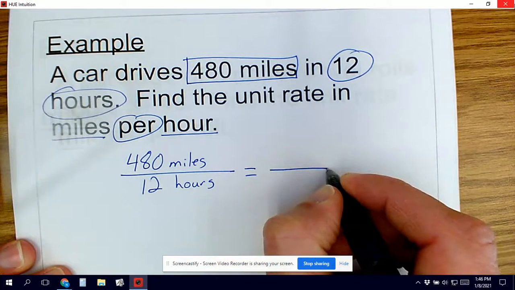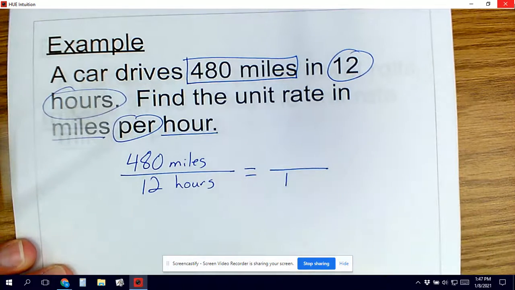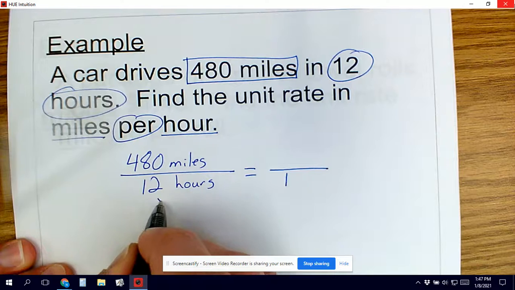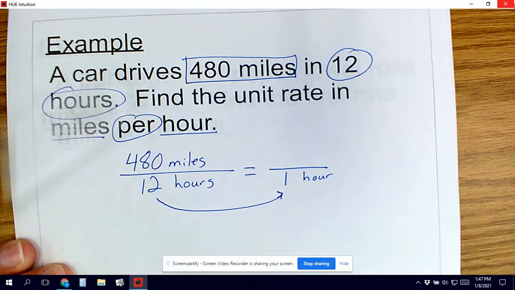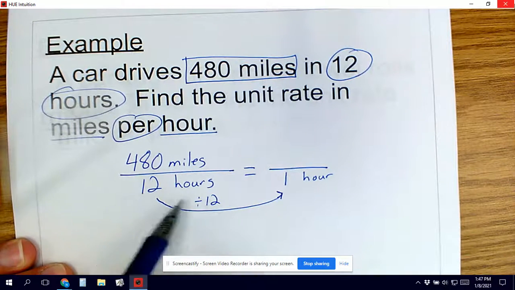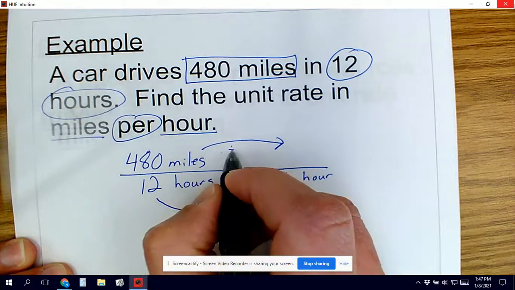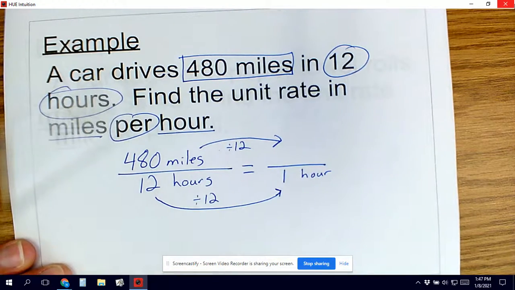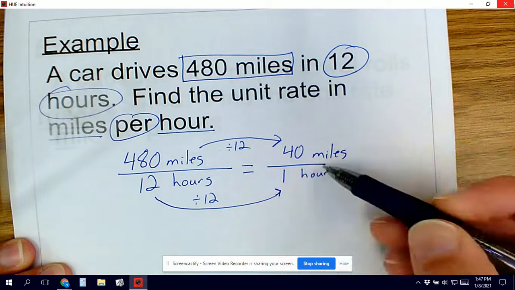So I'm going to get a rate beside it, and in a unit rate, we are always comparing to one of something. So in this case, I want to go from 12 hours all the way down to 1 hour. So to do that multiplicatively, I'm going to divide by 12 because I know that 12 divided by 12 is 1. I'm going to do the same thing to the top of my rate, 480 divided by 12. Use a calculator if you need to. You should get 40, so I get 40 miles to 1 hour.